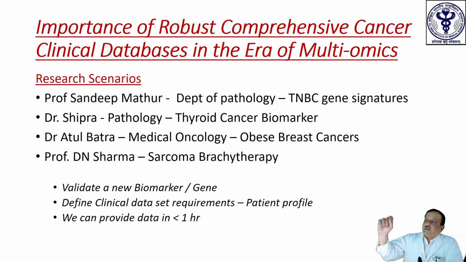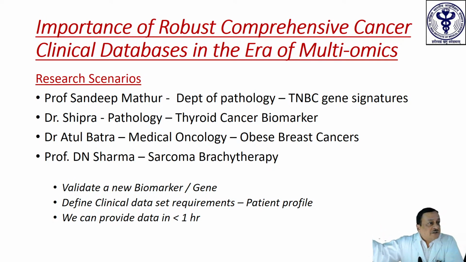I will just give you 3 research scenarios. I've been interacting for the last 1 year with Dr. Sandeep Mathur, Dr. Shipra from pathology, Atul Batra from medical oncology, Dr. D.N. Sharma. They just come out and ask, we want 50 patients, breast cancer, TNBC, obese patients. He wants to do research on breast cancer and obesity. Dr. Shipra wanted thyroid cancers. I want 50 bad thyroid cancers. I want to see some marker. Dr. Atul is doing obesity, Dr. Sandeep Mathur is doing TNBC.